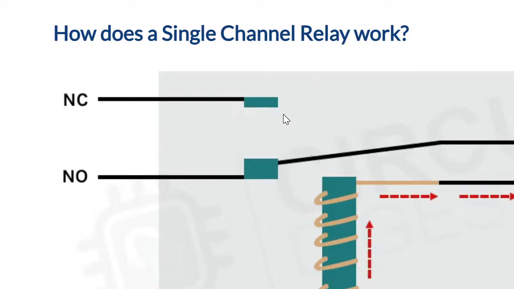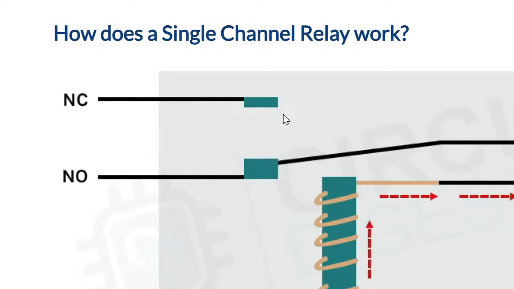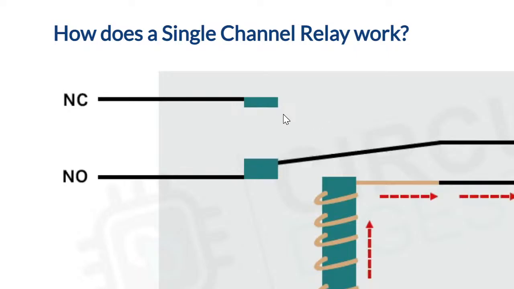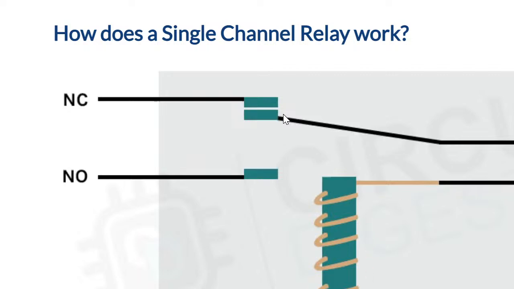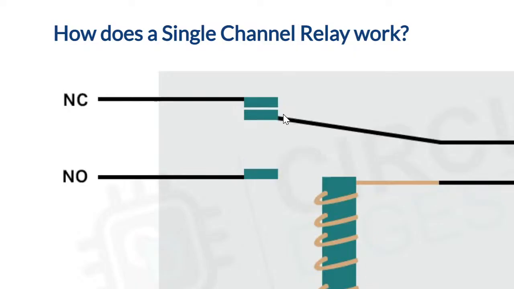Do you have any idea about normally closed and normally open? Any idea about NC and NO? Normally open, basically the channel that is open. It depends on how it is designed. In this particular case, normally closed, the circuit is open, and normally open, the circuit is closed.